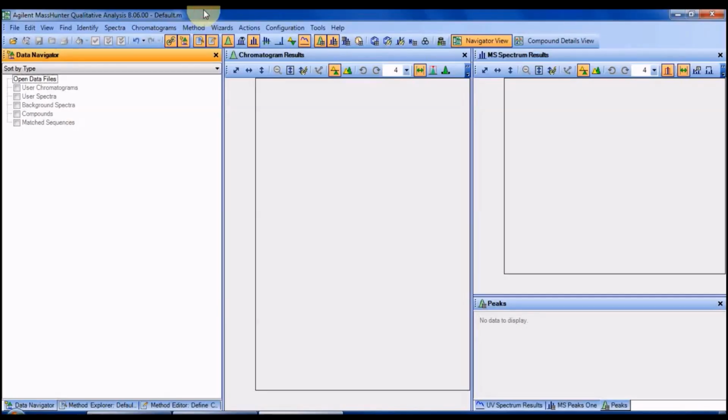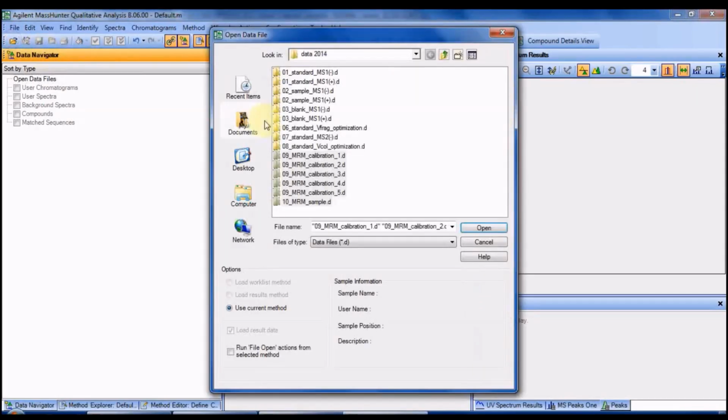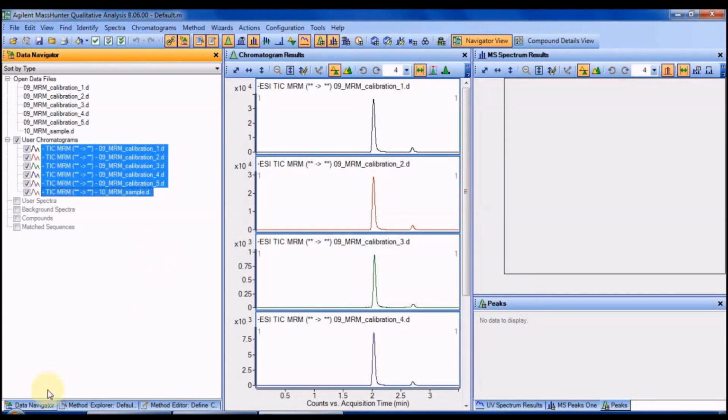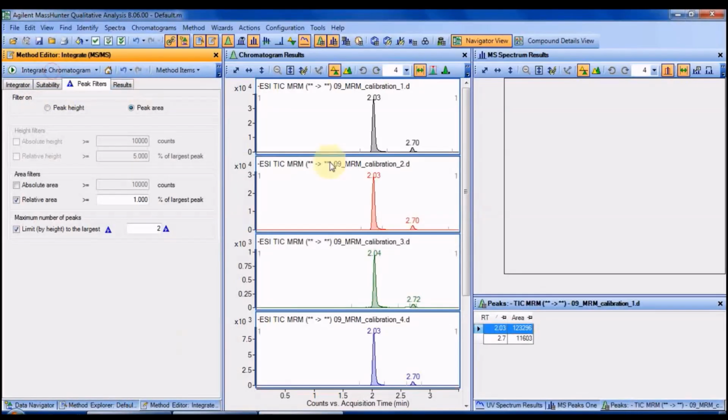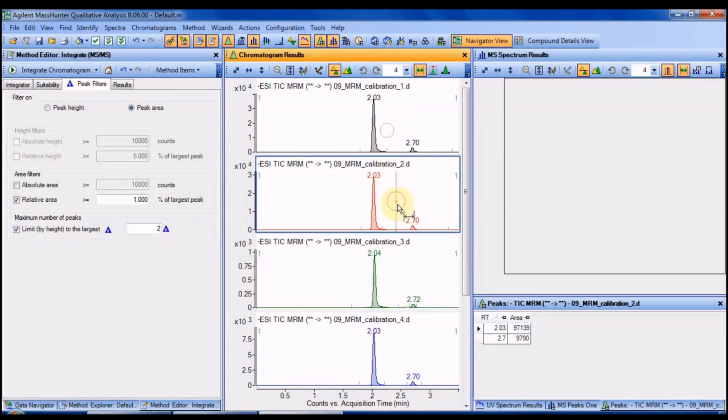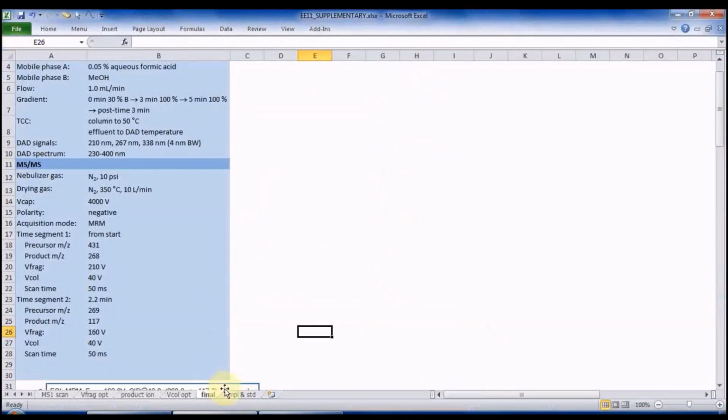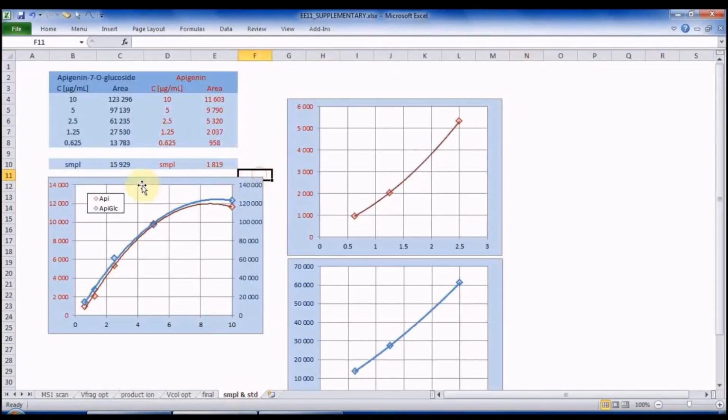With our optimized method, we can now analyze both sample and a series of standards, prepare a calibration curve, and read the concentration of the sample. So we will read our data files, integrate them, read the areas of all the peaks, and prepare a calibration curve.